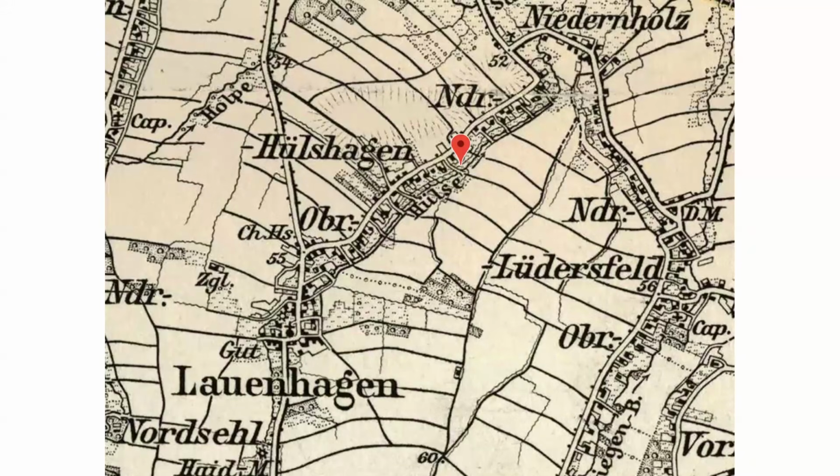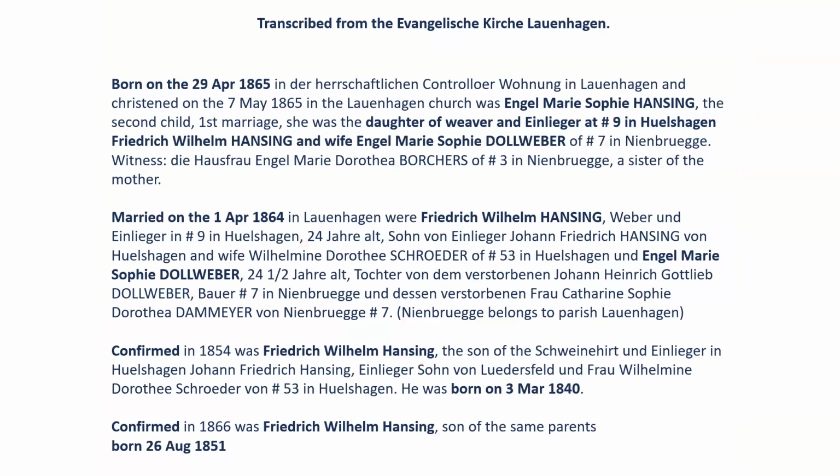I mentioned previously that the Schaumburg-Lippe Free State records haven't been digitized and put online by anybody yet. I was able to contact a researcher, though, who was able to access these church records and extract the information for me. So here is an extract of the original birth record of our Frederick Hansing, who interestingly is originally named Friedrich Wilhelm Hansing.